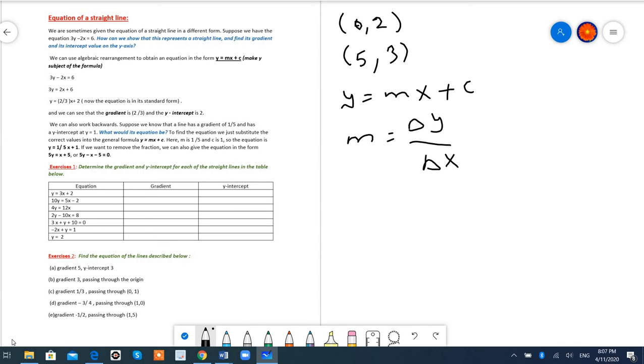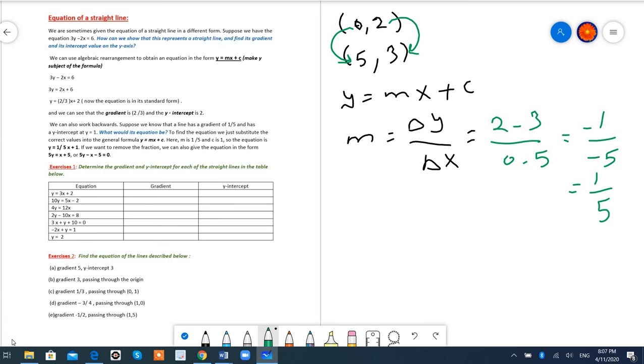Now how can we find the delta y? We can find it by subtracting these two numbers, 2 minus 3, over these two numbers, 0 minus 5, which is negative 1 over negative 5, so m equals 1 over 5. So the equation of the line will be y equals 1 over 5 x plus c.